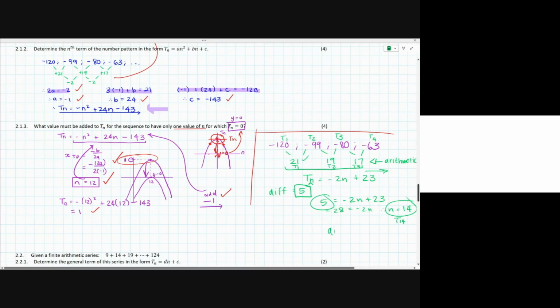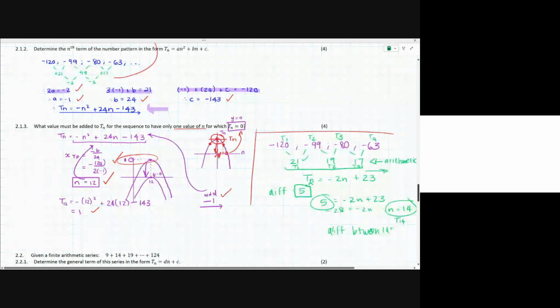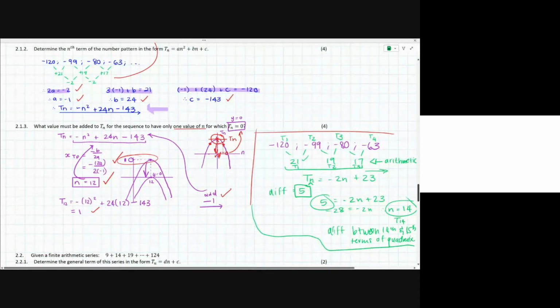So if term 14 is what I'm looking for, it would be the difference between the 14th and 15th terms of the quadratic. Okay, I know my handwriting is absolutely shocking. I do apologize. You're just going to roll with it. So with that type of question, it's understanding that it forms a linear pattern, and then it's easy to go work out Tn and go from there. Does that answer your question, Rachel?